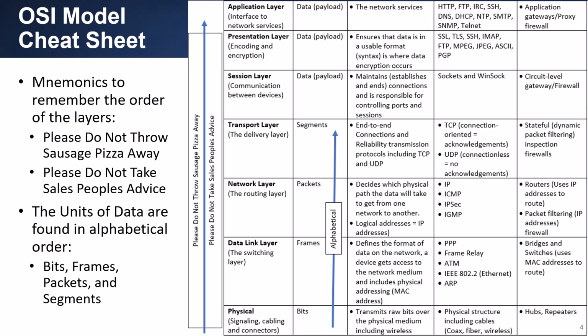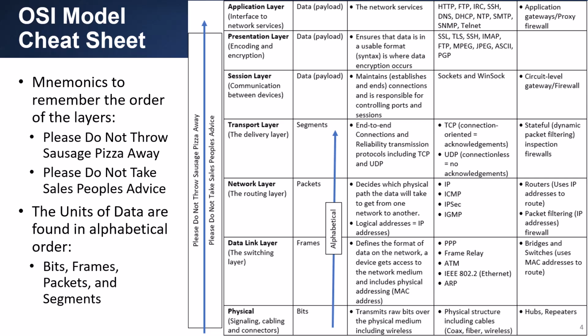The N layer is the network layer, which is where routing occurs that decides which physical path the data will take to get from one network to another. It includes the logical addresses such as IP addressing. The network layer includes the IP and ICMP protocols, routers, and packet filtering based on IP addressing. The data unit used in the network layer is packets.